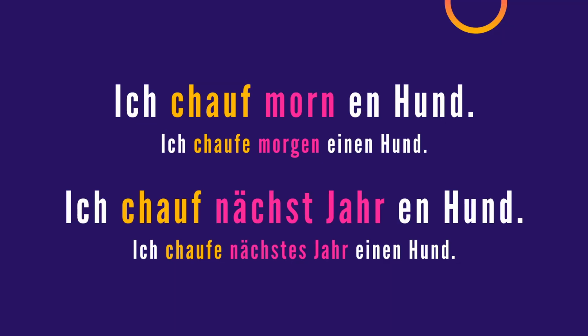So if we want to make it more clear, we just add words like morgen, übermorgen, nächstes Jahr, in 3 Wochen. So you would say, for example, ich kauf morgen einen Hund. Or ich kauf nächstes Jahr einen Hund. I mean, compare this to all the tenses you have in English, for example. You have 13 tenses. In German you have 6 tenses. And in Swiss German you have 2.